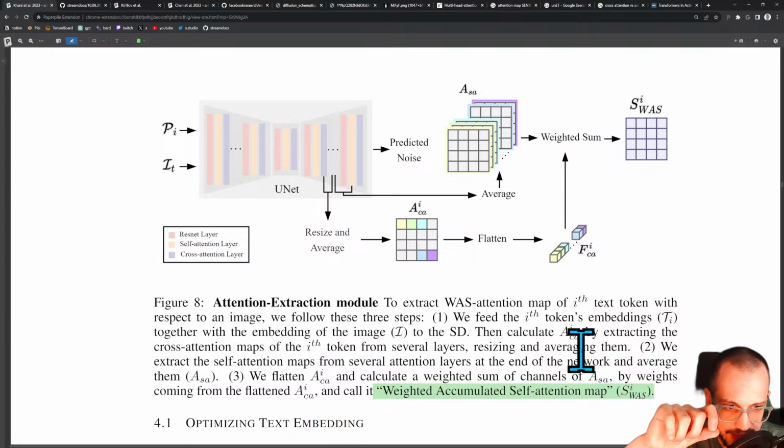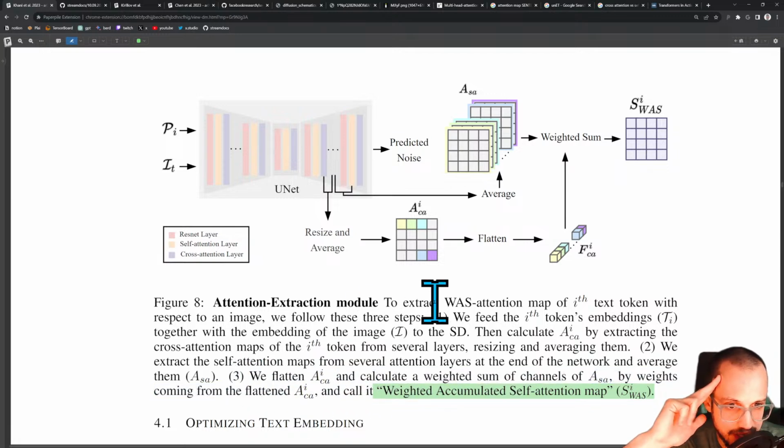And then here, I guess they're going to flatten. What is this flattening? Then calculate average I cross-attention by extracting the cross-attention maps of the ith token from several layers, resizing and averaging. Then extract the self-attention map from several layers and average them, which is what we got. Okay, and then 3, flattened the average cross-attention and calculate a weighted sum of the channels of average self-attention by weights coming from the flattened cross-attention. Okay, so this is the part that we haven't gotten to.